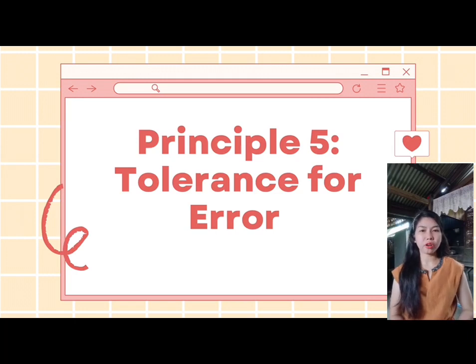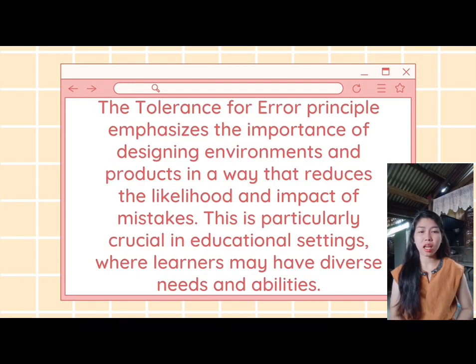What are principle number 4 and 5 all about, and what are their examples, especially in the classroom setting? Principle 5. Tolerance for error. The design minimizes hazard and the adverse consequences of accidental or unintentional actions. The tolerance for error principle emphasizes the importance of designing environments and products in a way that reduces the likelihood and impact of mistakes. This is particularly crucial in educational settings where learners may have diverse needs and abilities.